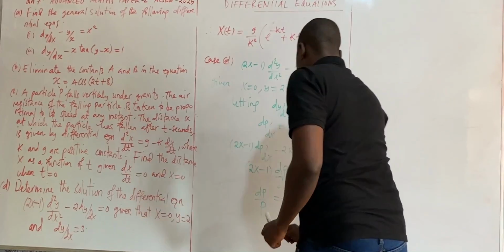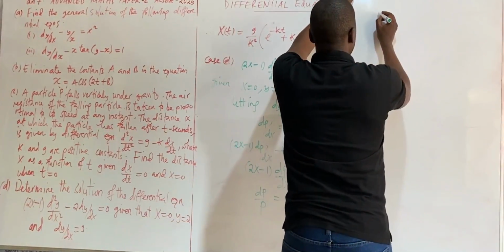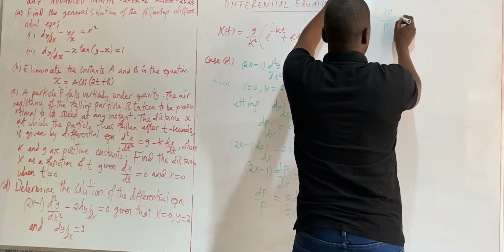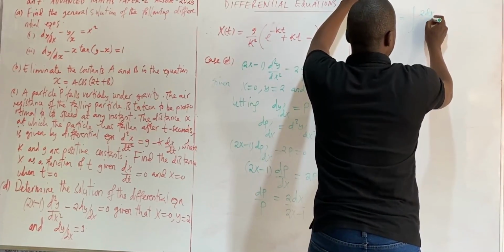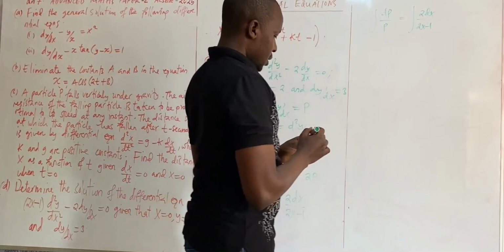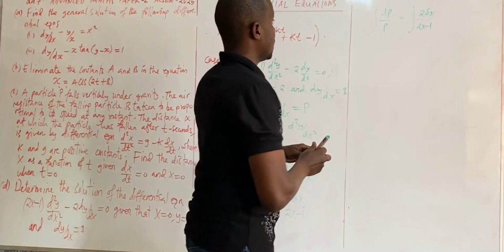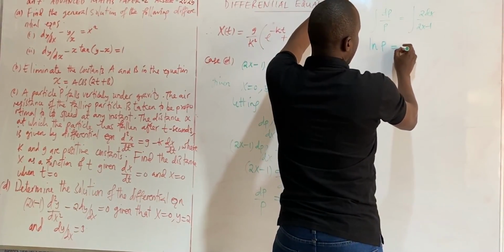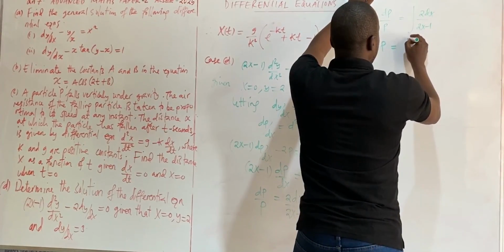So if that to be the case, now I can apply integration. So now we can say integral of dp over p equals to integration of 2 dx over 2x minus 1. So when integrating 1 over p dp, here we end up getting ln, natural logarithm of p, equals to what?